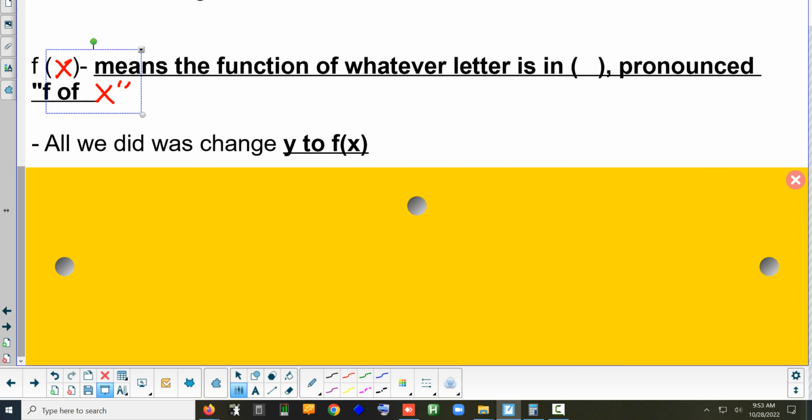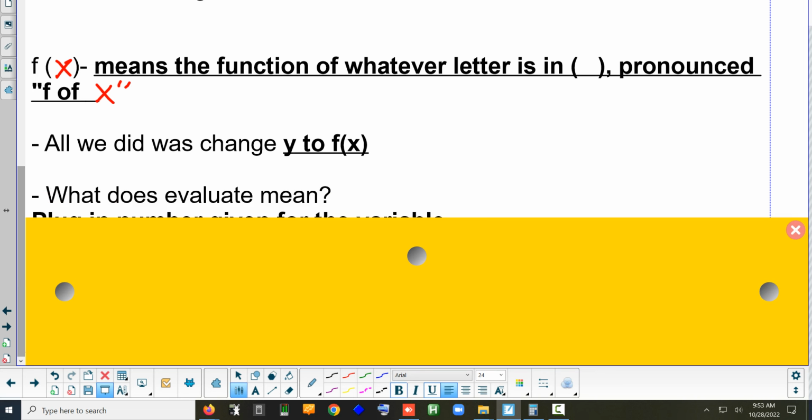So all that we really did was change y to f of x. It's just a different way to write the letter y. So you guys should have a little kind of a short line where you can write that in. So all we did was change y to f of x.